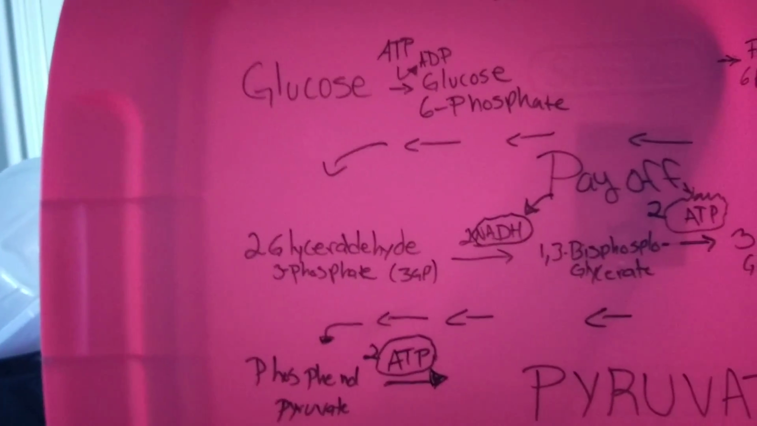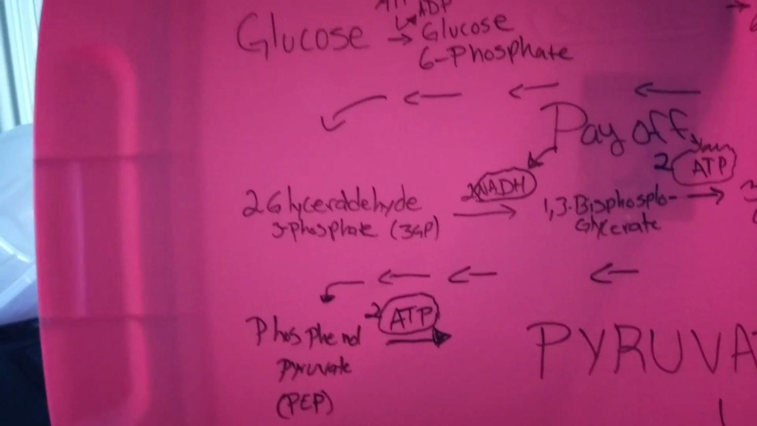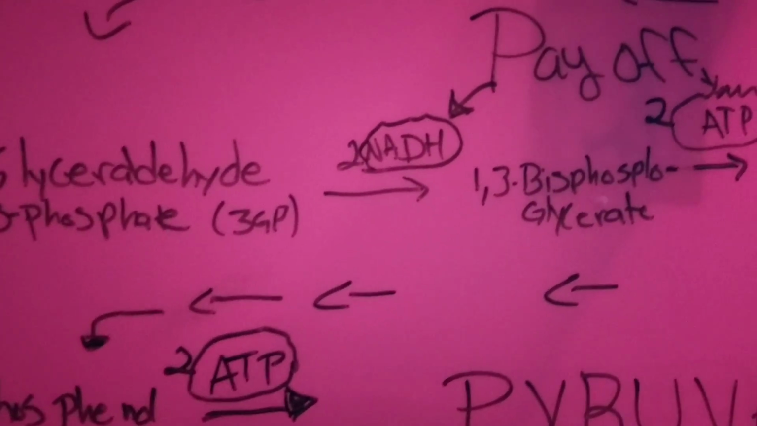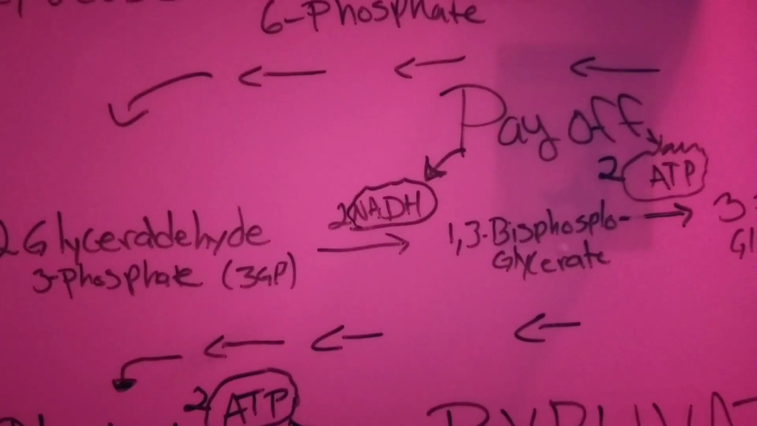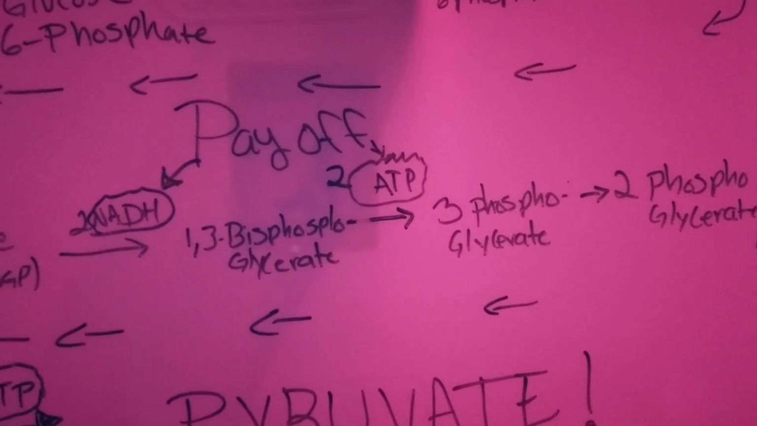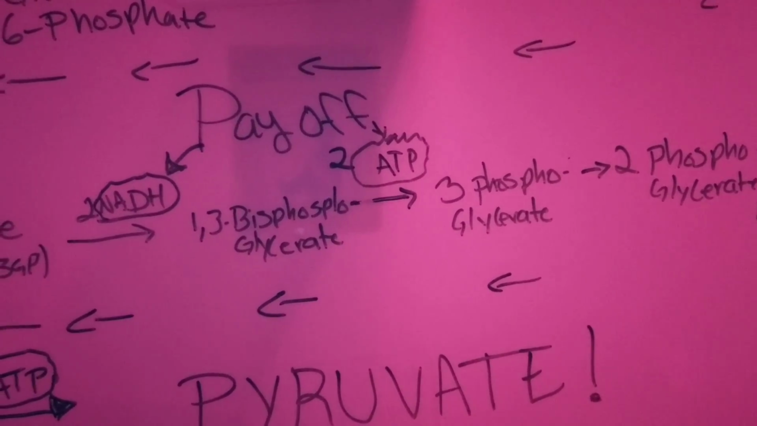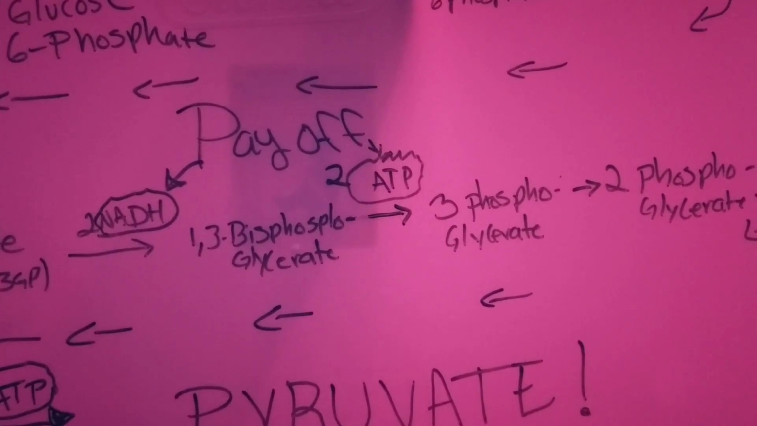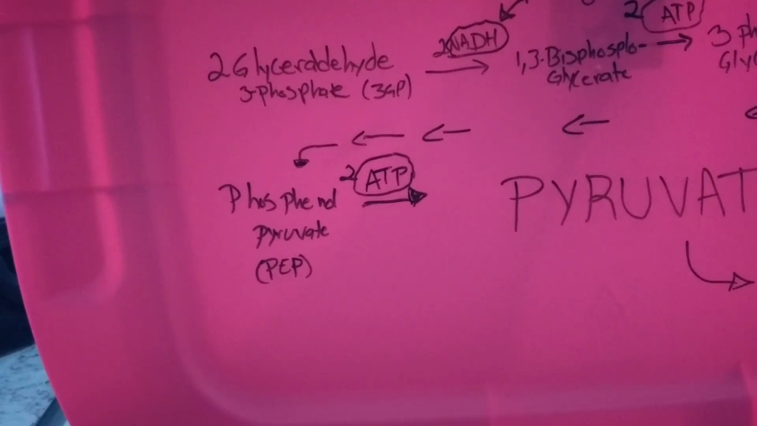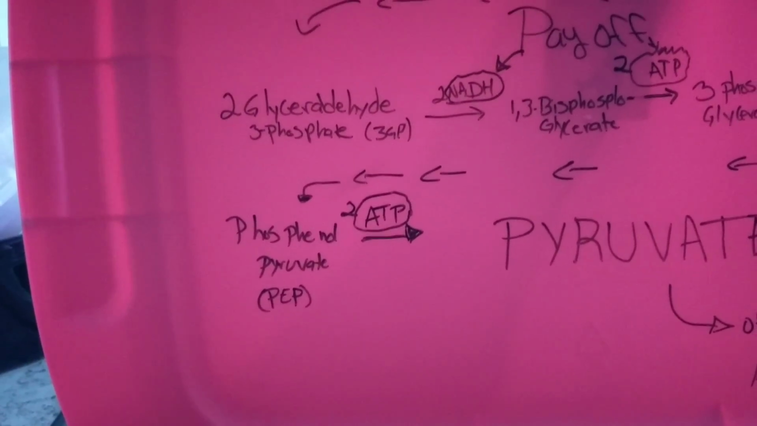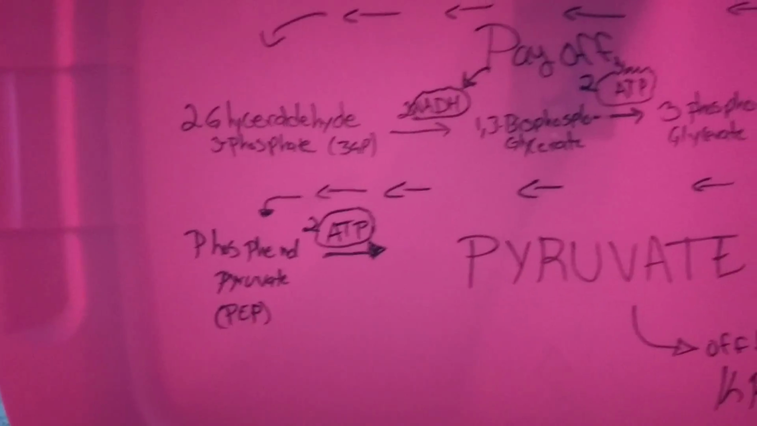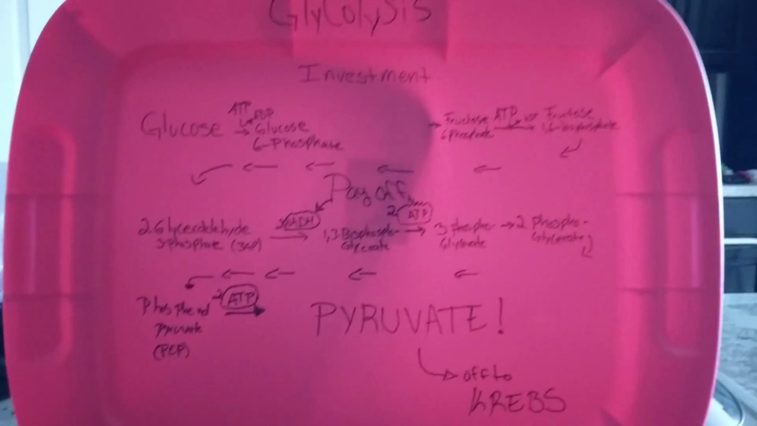We get our 2 3-carbon molecules, 3-carbon sugars, and we first get paid 2 NADH, which is another type of energy that we also use, and we get paid 2 ATP between our 1,3-bisphosphoglycerate and our 3-phosphoglycerate. And then our final 2 ATPs we get between phosphoenolpyruvate and pyruvate. So that is the glycolysis cycle.